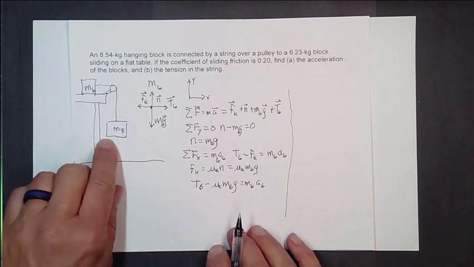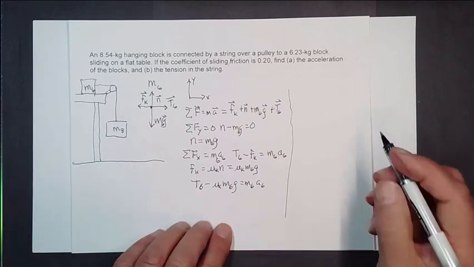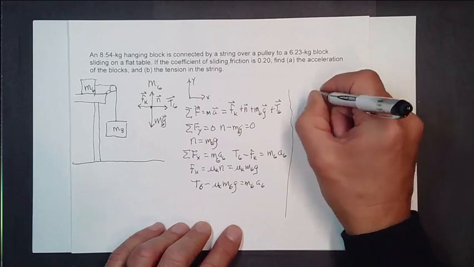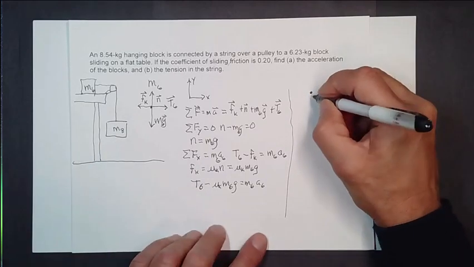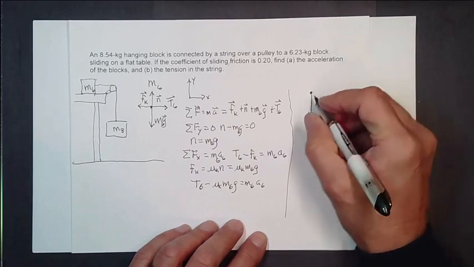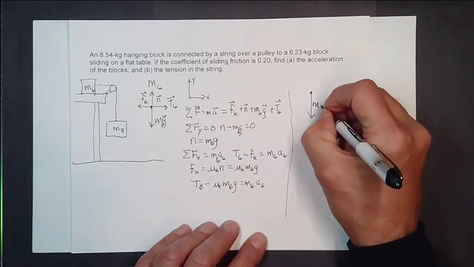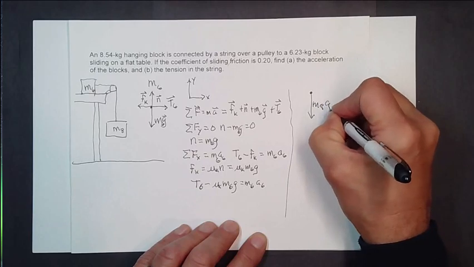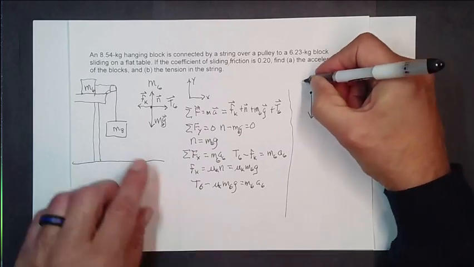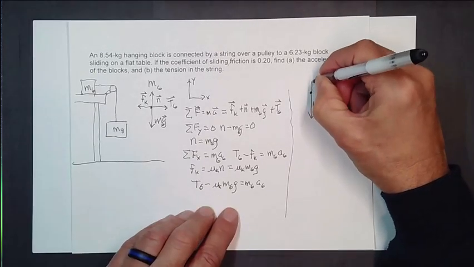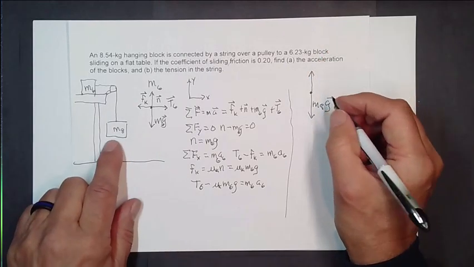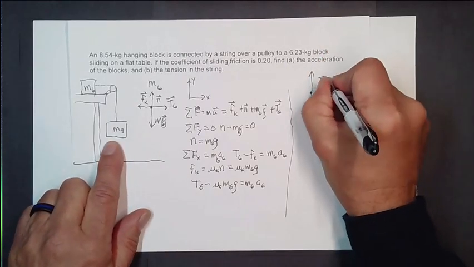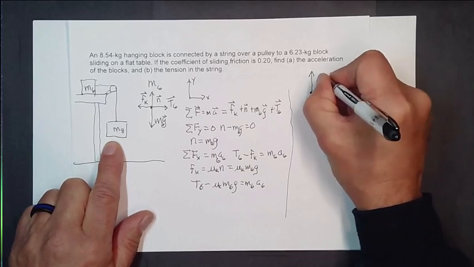Now let's consider the hanging mass. We'll make a free body diagram for it. And it's got its weight, so that'll be m8 times g. It's got a tension acting upward on it, and I'm going to label that as T8. It's the tension acting on mass 8.